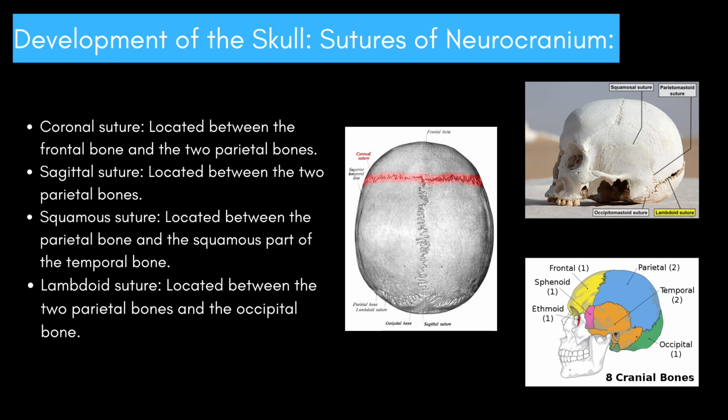Let's next take a look at the development of the skull, sutures of the neurocranium. Coronal suture, located between the frontal bone and the two parietal bones. Sagittal suture, located between the two parietal bones. Squamous suture, located between the parietal bone and the squamous part of the temporal bone. Lambdoid suture, located between the two parietal bones and the occipital bone.